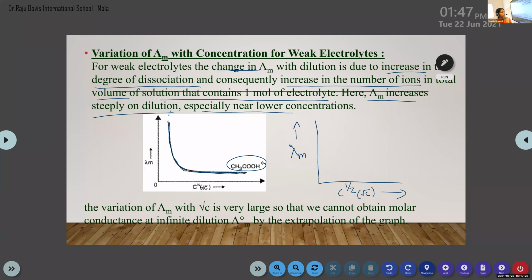In the previous case, do you remember which electrolytes we chose as strong electrolytes? HCl and KCl. Very good. HCl and KCl are strong electrolytes, and here acetic acid is a weak electrolyte. That's why the graph becomes like this. Constant value, then it will steeply increase.